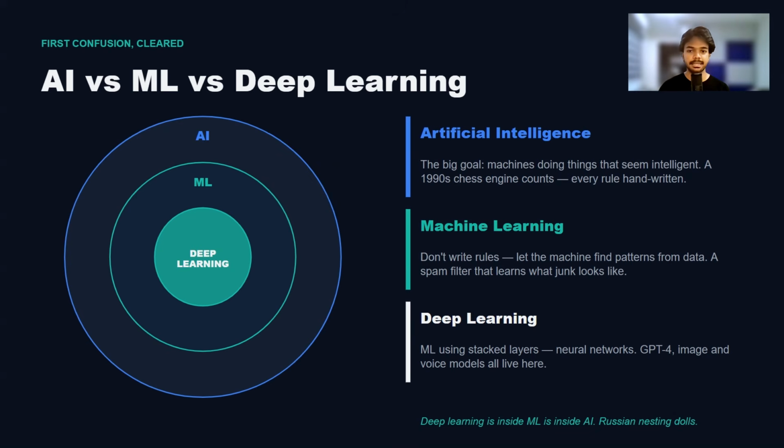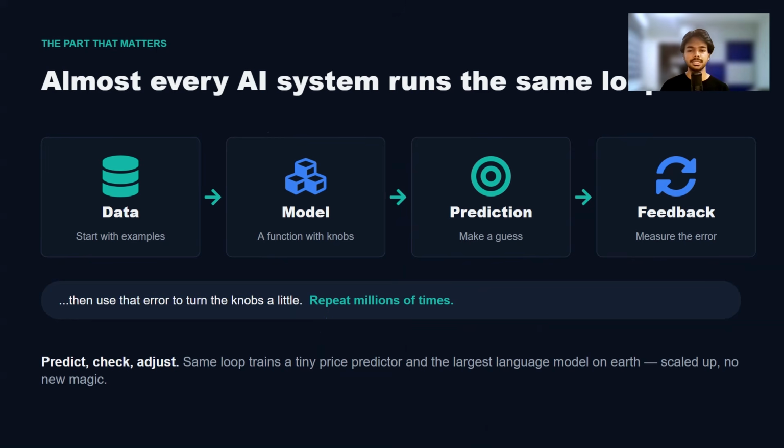Now, the part that actually matters, because underneath all these names, almost every one of these systems runs the same loop. And here it is. You start with the data, you pick a model, basically any function with various knobs or parameters that you can turn. The model makes a certain prediction. You check how wrong that prediction was, and you use that error to turn the knobs a little bit. Then you do it again and again and then again until you've done it millions of times. And that's it. Predict, check, adjust. That single loop is how everything from a tiny price predictor to the largest language model on earth gets trained.